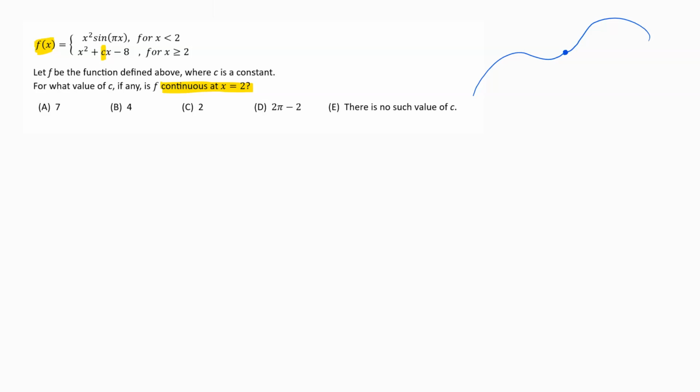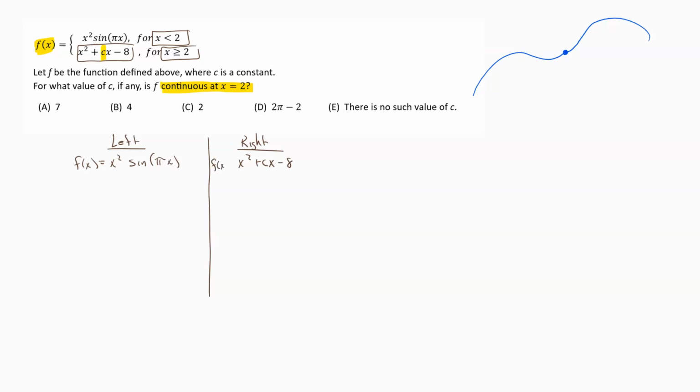And so as you do this, really this is just an algebra problem. What you would do is I kind of look at it as two sides here. I've got the left-hand equation. So if I'm looking at this as x approaches 2 from the left, it would be this equation. So I know on this side, f of x would equal x squared times the sine of pi x. And then on the right side, that would be things that are greater than or equal to 2, using this bottom equation here, x squared plus cx minus 8.